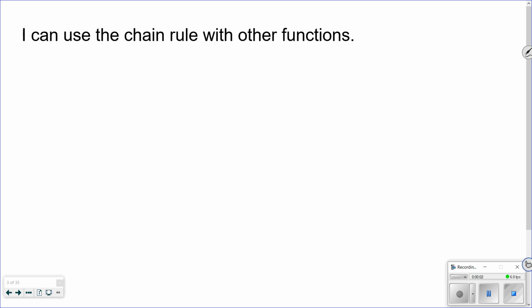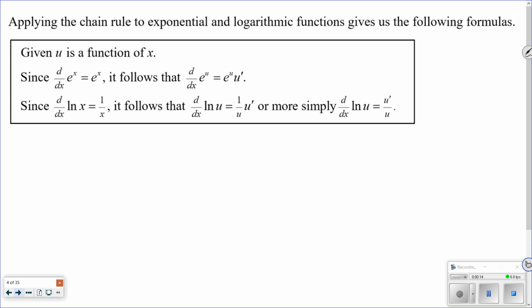In section 3.2, we're going to take what we learned about the chain rule and apply it to some other derivative rules. We're also going to use it to discover a couple of new derivative rules. So we're going to start just with e to the x. We know the derivative of e to the x is e to the x.